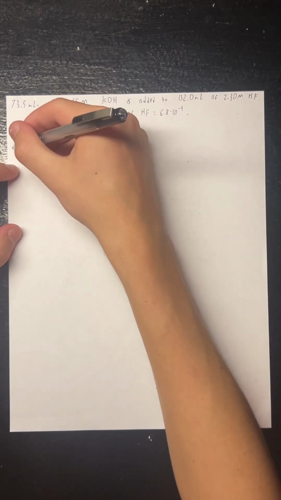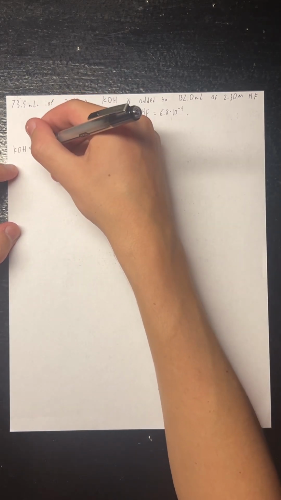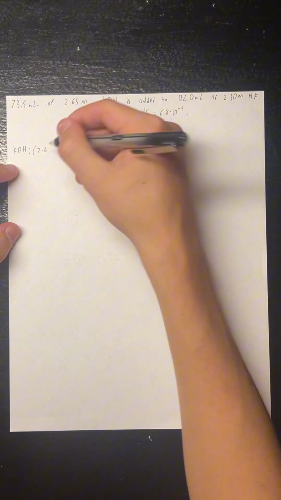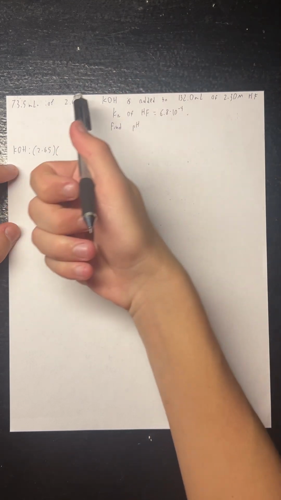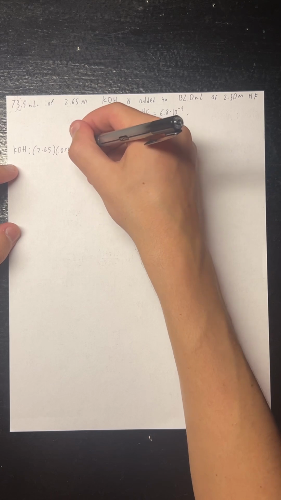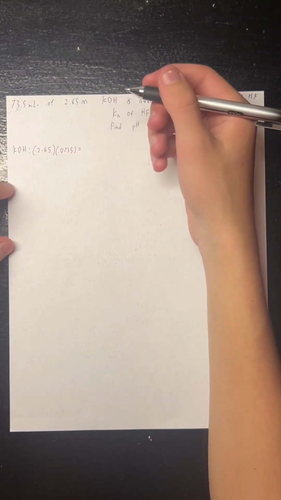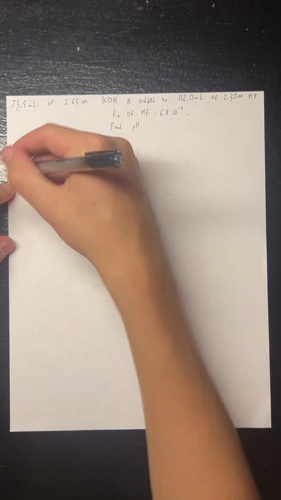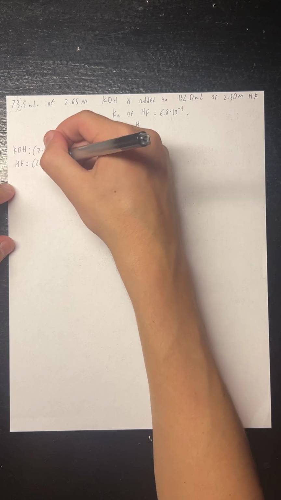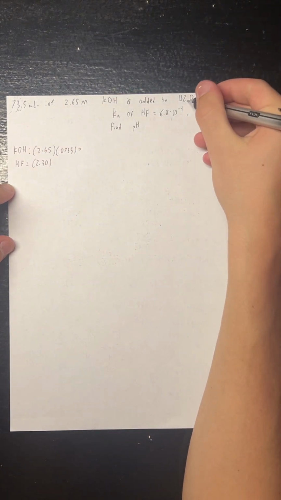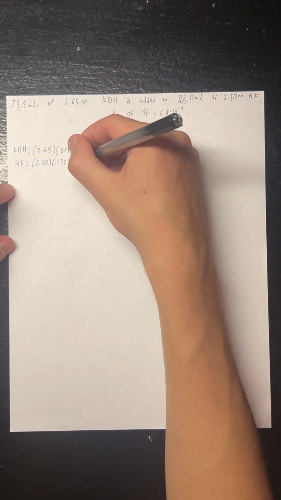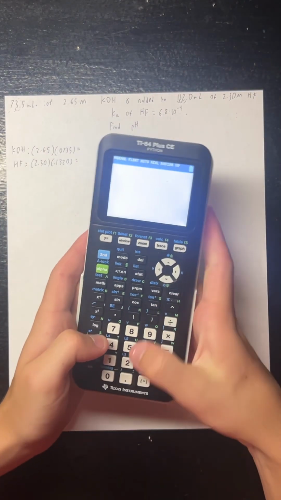For KOH, remember, it's molar times liters, so 2.65 times liters. Since it's milliliters, you move the decimal 1, 2, 3 places, so 0.0735. And then we can set up the HF: HF equals 2.30 times, move 1, 2, 3, 0.1320.